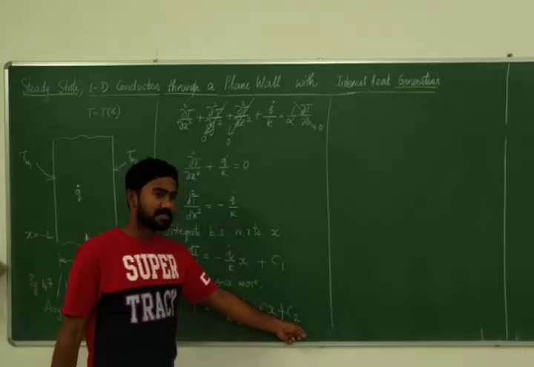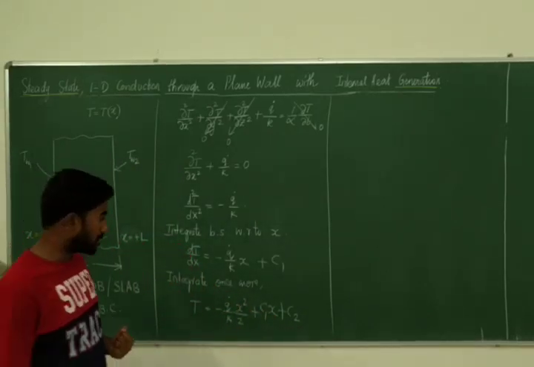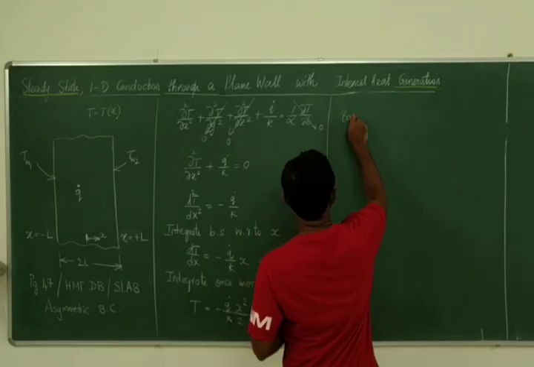How do we find c1 and c2? Boundary conditions. From the boundary conditions we can find c1 and c2. What are the boundary conditions?